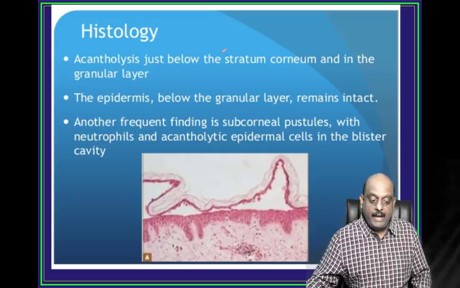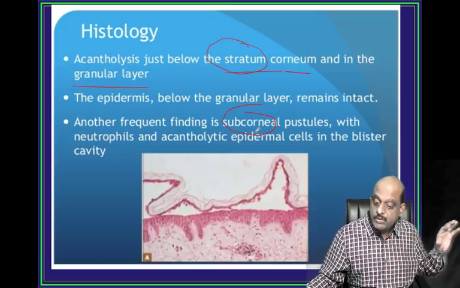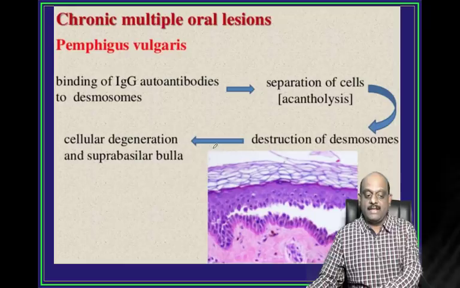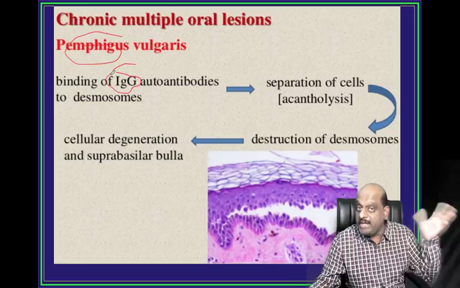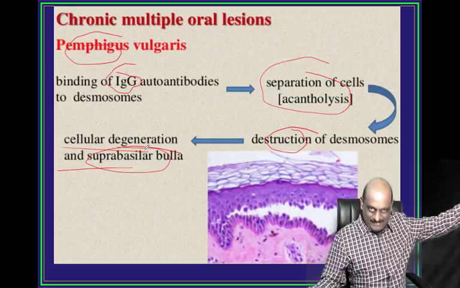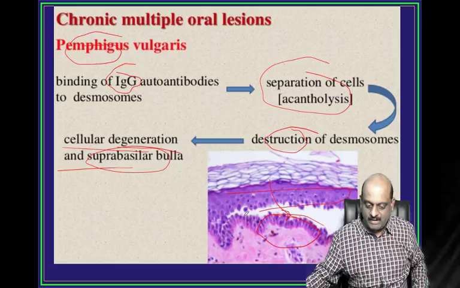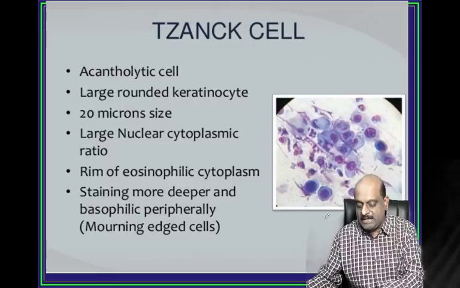Acantholysis is just below the stratum corneum and in the granular layer. And typically it is a finding in all those subcorneal pustules with the acantholysis in the blister cavity. So if you look at the pemphigus vulgaris, there are immunoglobulin G autoantibodies. They lead to separation of the cells, destruction of the desmosomes, and there is a cellular degeneration and formation of suprabasilar bulla. That is what you need to remember, leaving a tombstone appearance with an upper part intact, right? Because it is a suprabasilar bulla. So, Tzanck smear is the one which will help you, doctor.